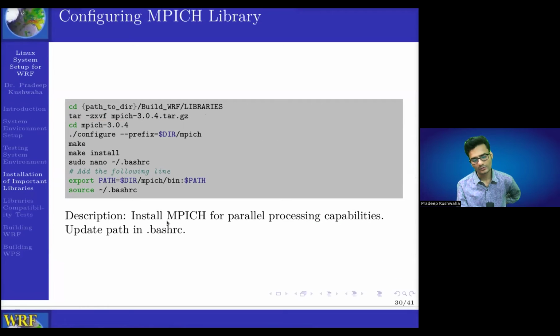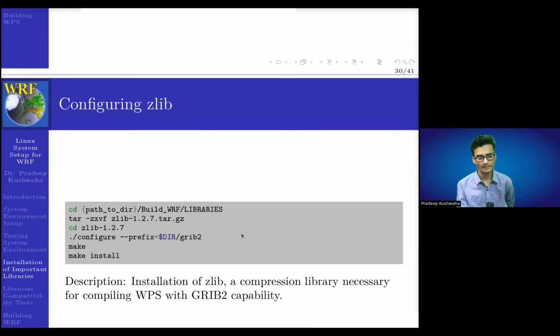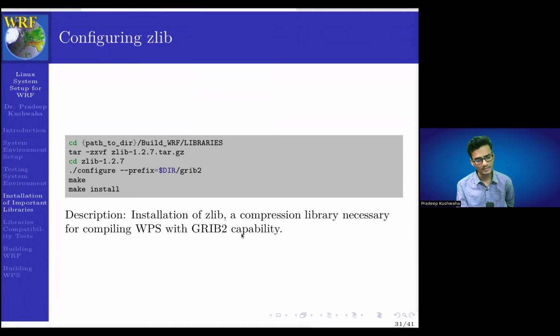Why are we installing MPICH, as I discussed earlier? Installing MPICH ensures that our system is capable of executing parallel processing tasks. Now we have to install zlib. Again, it is very simple. Go again to the library path where you have downloaded these software packages, untar them, go to the zlib path, and then configure it. Then make and make install. Make sure that when you do the cd, it is zlib-1.2.7, since this is the version on my system.